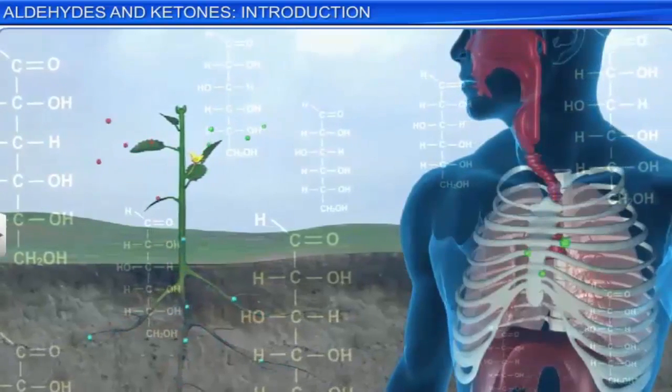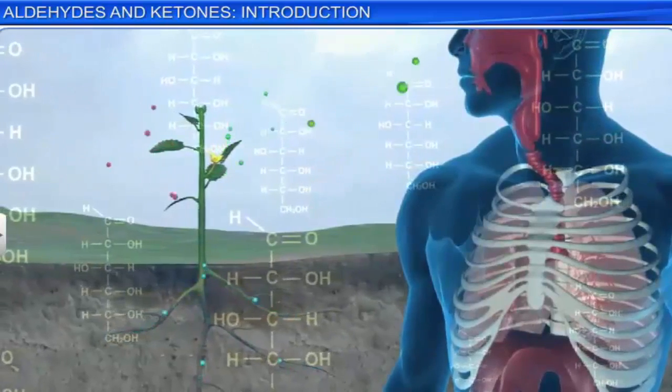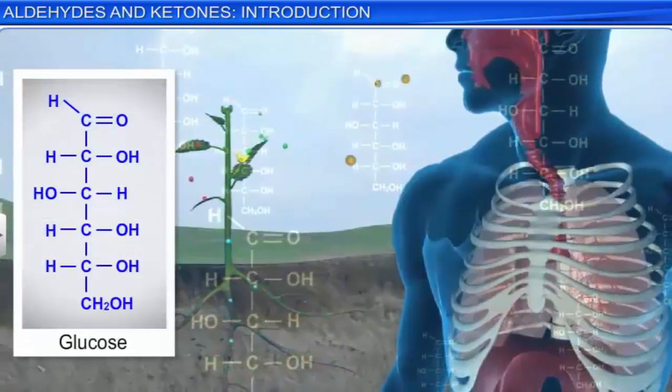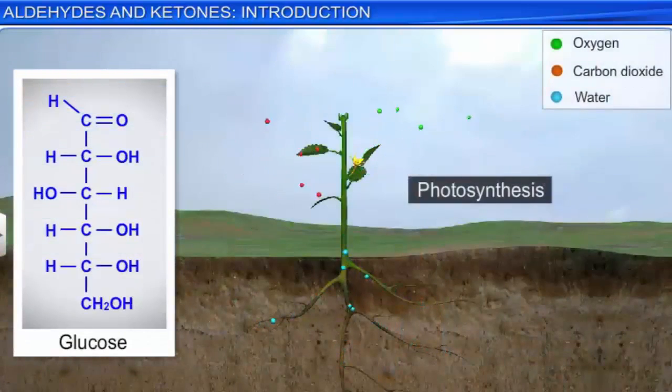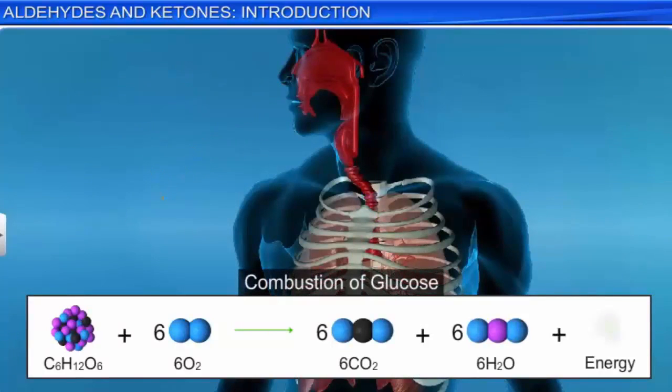Aldehydes and ketones both find significance in several biochemical processes. For example, glucose, a polyhydroxyaldehyde, is the chief product in photosynthesis. Respiration, which takes place via the combustion of glucose, is associated with the liberation of energy. Thus, it is the ultimate source of energy in plants and animals.